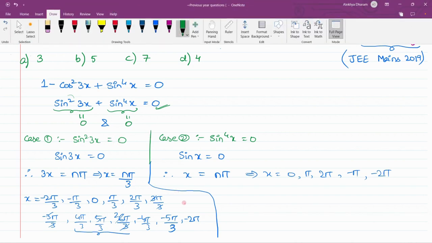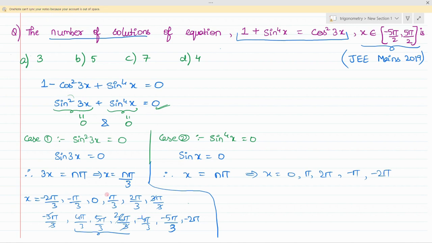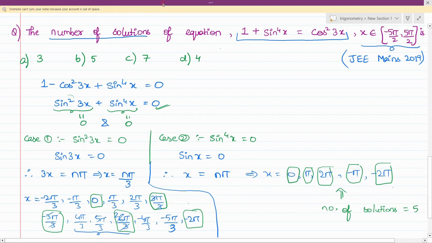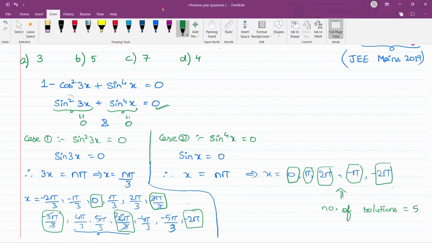So let's see the common values from these two cases. That is, 0 is common. Next, pi exists? Yes. Pi is also common. Next, minus pi also exists. Next, 2 pi also, and minus 2 pi. So these are the solutions which are common. So the number of solutions will be 5. Distinct solutions, right? So the answer to this question is option B.